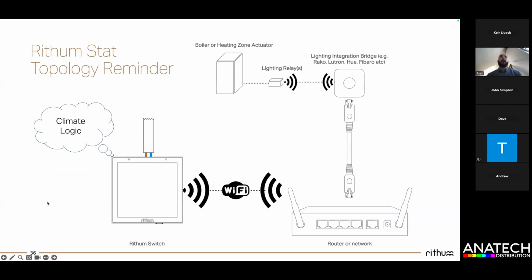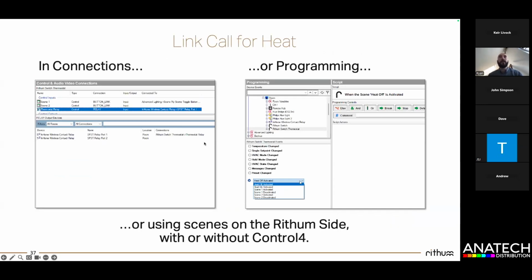A quick reminder on Rhythmstat before I talk about that integration. So all of the logic is built into Rhythm Switch. So it's essentially the thermostat, but what it doesn't have is a relay. So it just needs some form of relay to call for heat or other logic to call for heat. So you can do this in connections. You can just drag the Rhythmstat relay onto the physical relay that you want to control. That will then open and close as required.